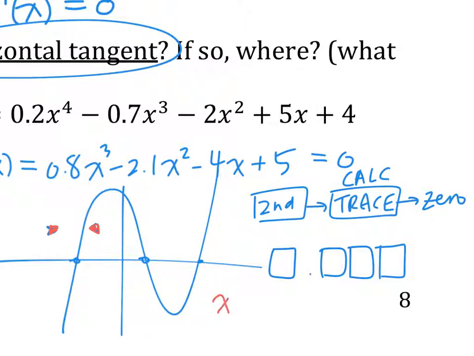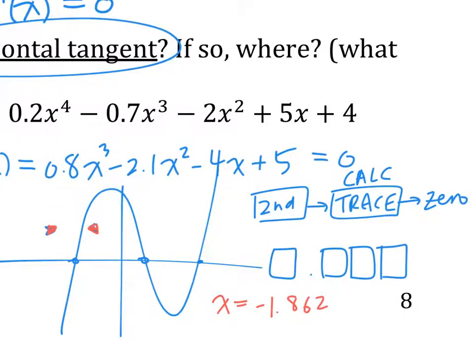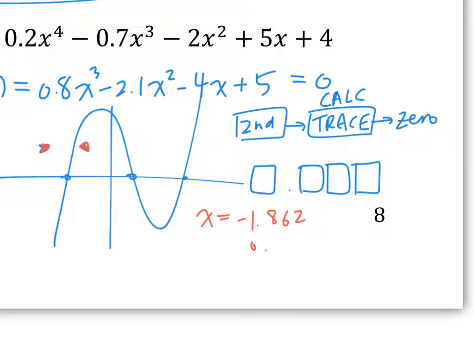The roots are negative 1.862, 0.948, and 3.539. You have to have 3 decimal places or more. If you have less, it's wrong. Even if you're really close, if you round wrong, it's still wrong. So please be careful. All right, the next thing we're going to do is just tons of derivative practice with all kinds of situations, so you're very familiar with all the skills.